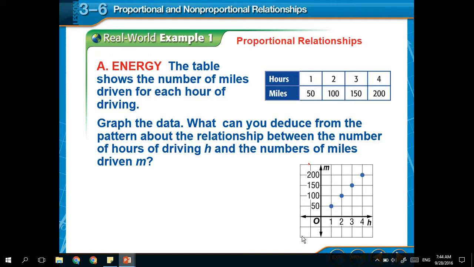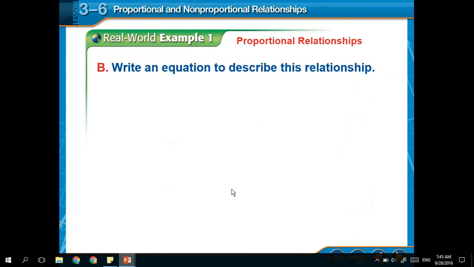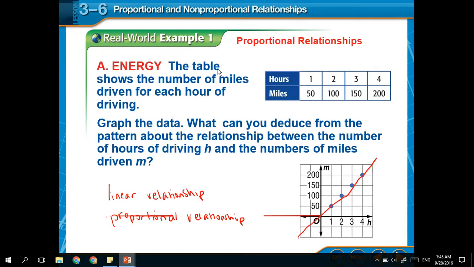Because if I were to draw a line going through my points, and I get a line, that means it is a linear relationship. And it goes through the origin, so it's also a proportional relationship. Okay? So if we want to write an equation to describe this, we're going to look at our data. This is going up by 1 each time, and then these are going up by 50.